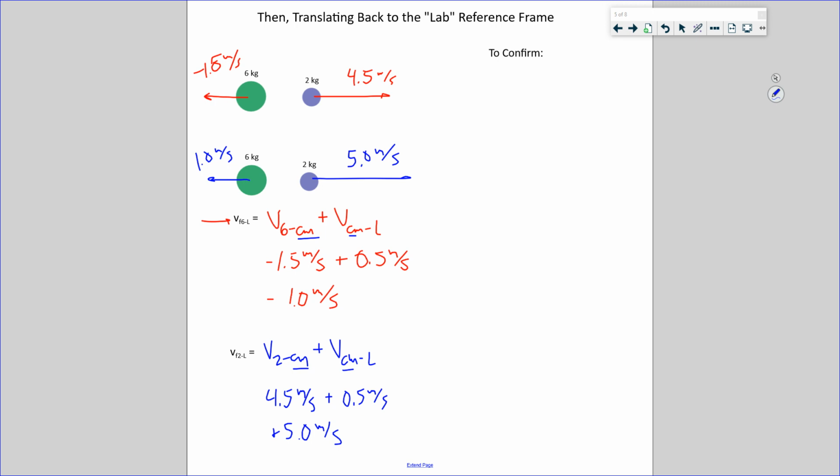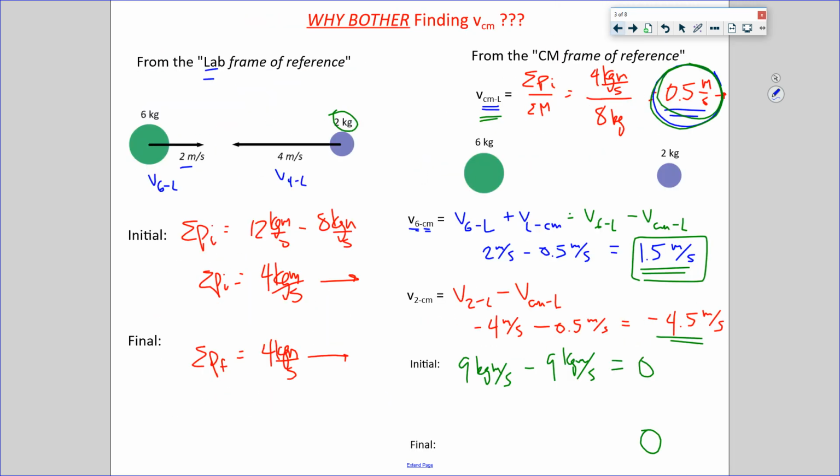And we can confirm that we're right because look at our net momentum in the end. We get 10 to the right, 6 to the left. So we get 10 kilogram meters per second minus 6 kilogram meters per second, and that's 4 kilogram meters per second. And remember, that's what it was before. Yep.